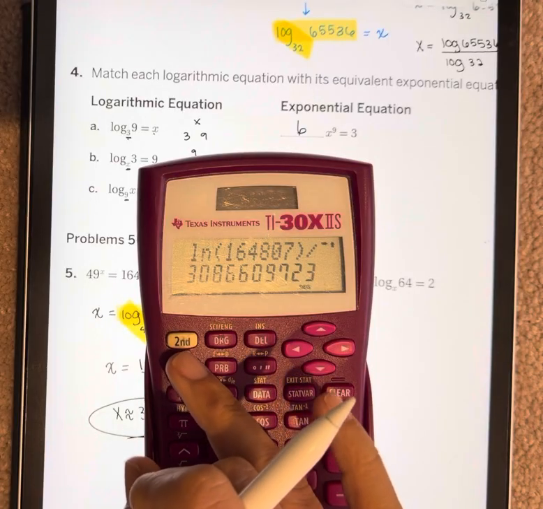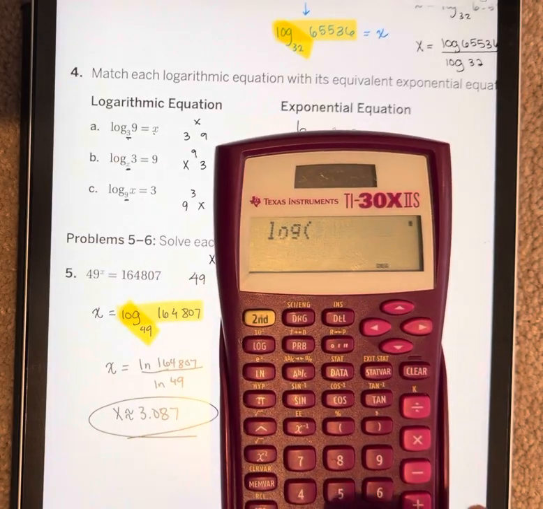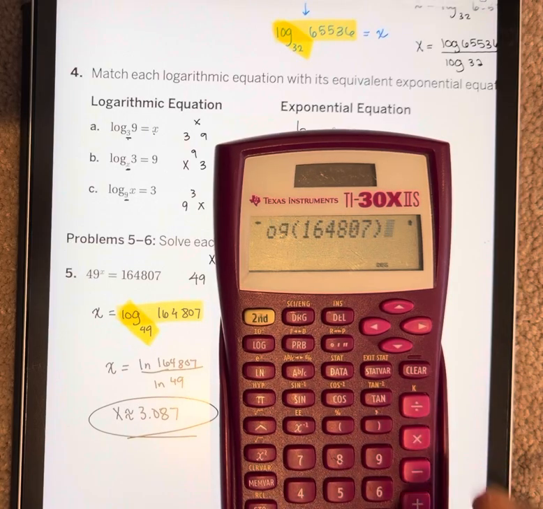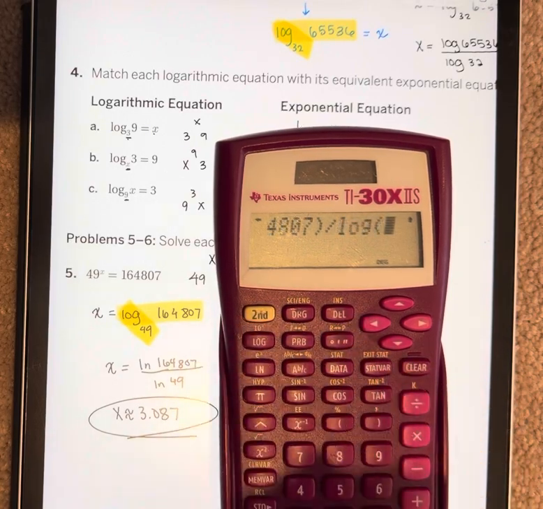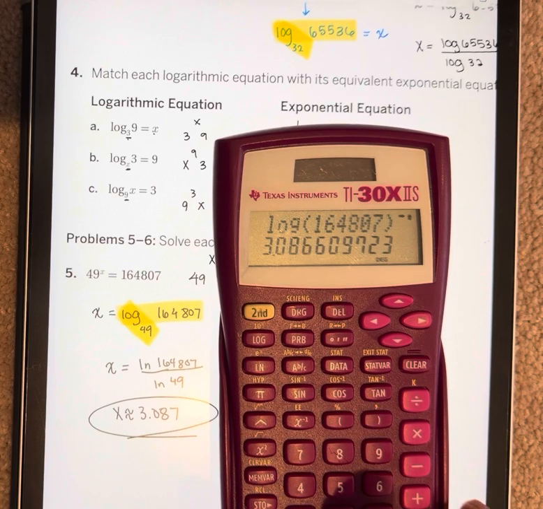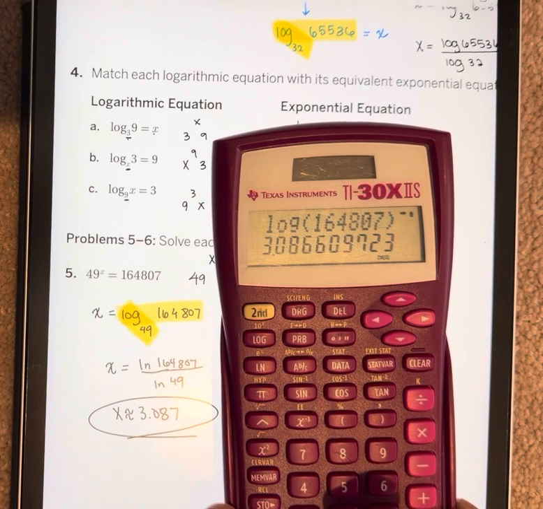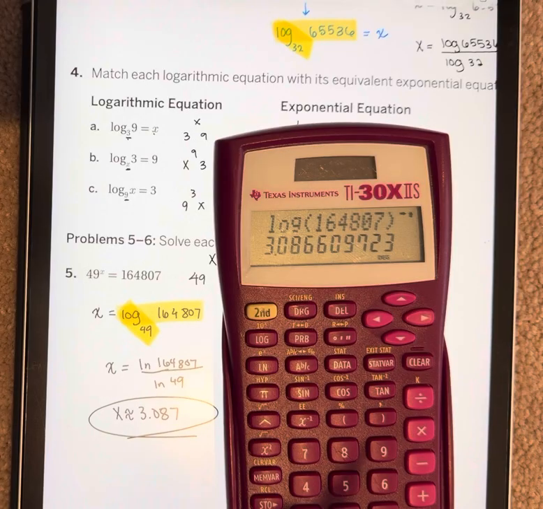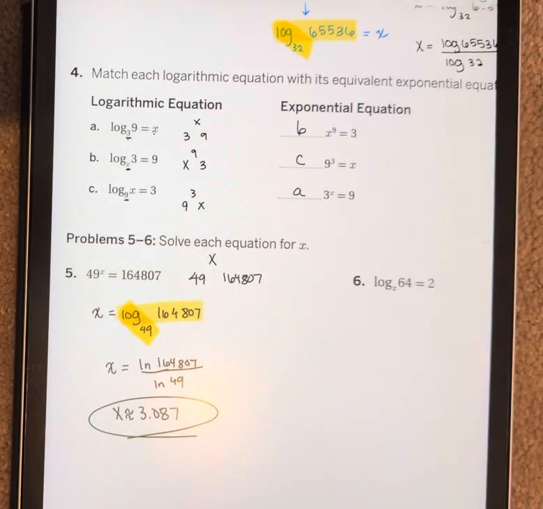Okay, let's prove it. Let's prove that log would get us the same thing. Log of 164,807, close that parenthesis, divided by log of 49, 3.0867, same thing, you see? So just don't mix them, don't do one ln and one log. As long as you're consistent, they're going to come out right.